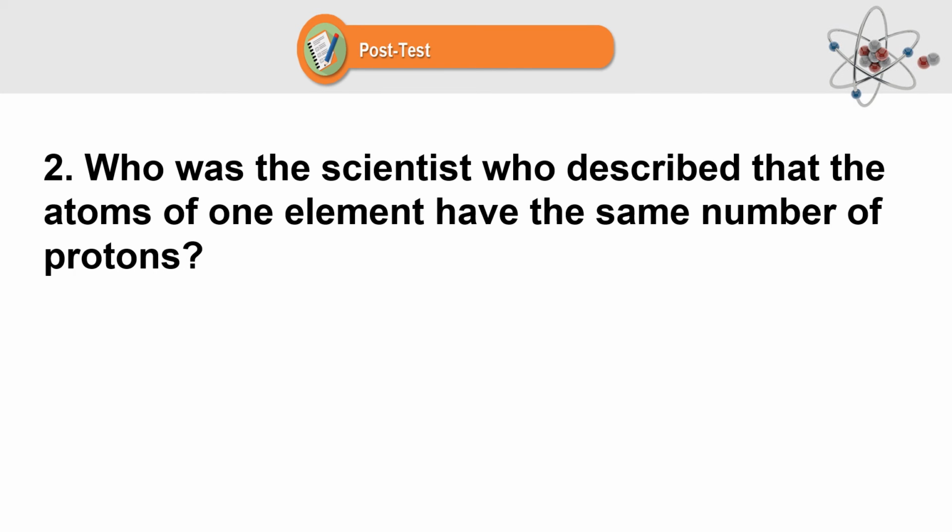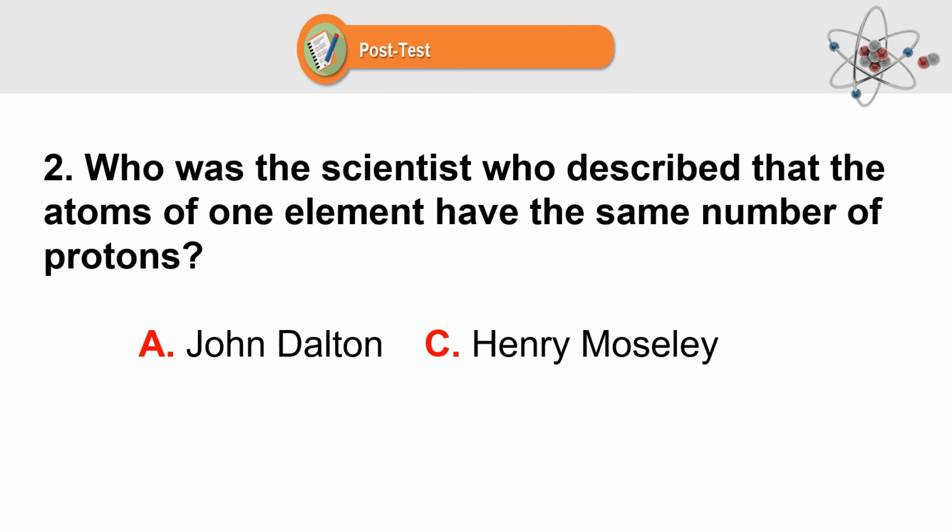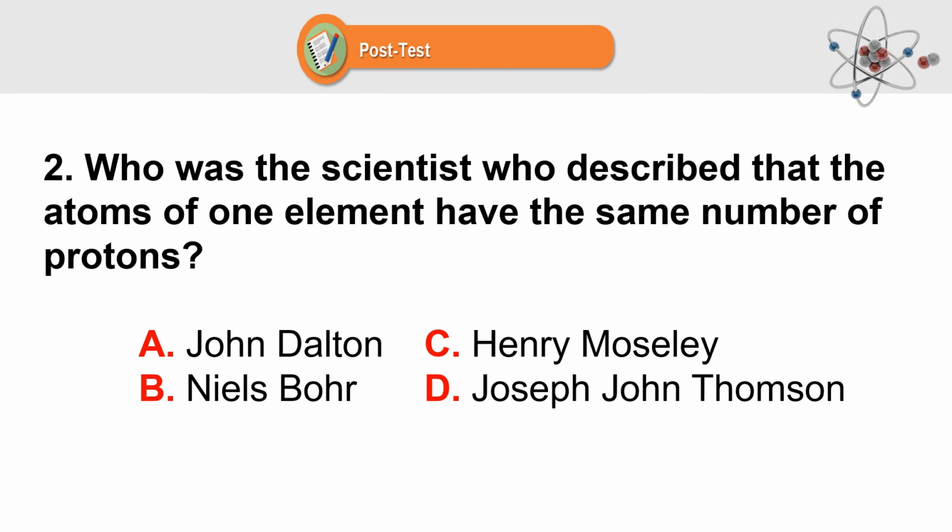Number 2. Who was the scientist who described that the atoms of one element have the same number of protons? A. John Dalton. B. Niels Bohr. C. Henry Moseley. D. Joseph John Thomson.